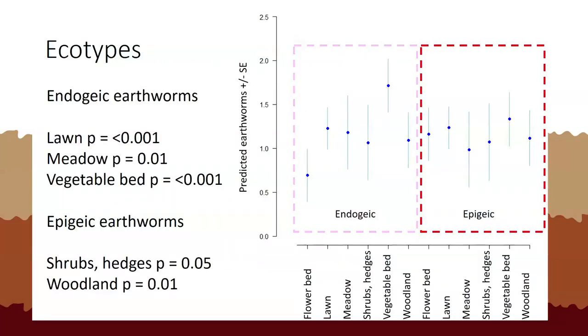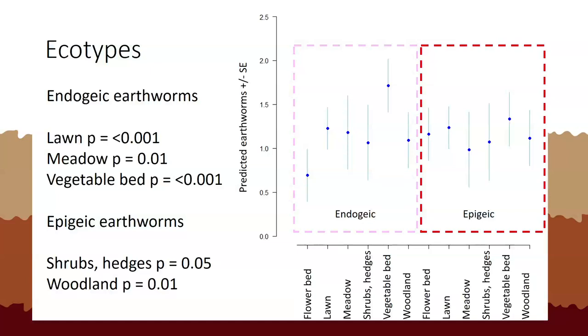I hope you can see it, because it's a rather smaller screen than I expected. So with endogeic earthworms, we found significantly more in lawns, which was a very highly significant effect, not so much in meadows, and again the vegetable beds were the most.